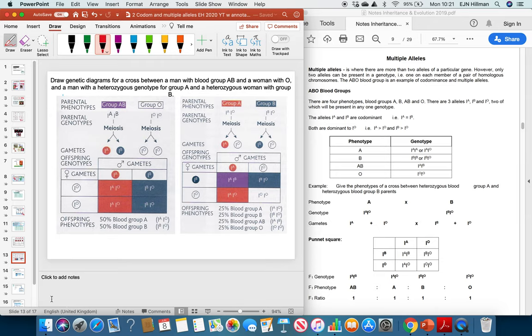Let's get back to the inheritance of that then. Somebody who is AB would have to have IA and IB in their genotype. If they were crossed with somebody in blood group O, there would be IO, IO. The male here is AB, so IA, IB. And the female is blood group O, so IO, IO. What we find then is half of the offspring, 50%, would be blood group A, IA, IO. Remember, A is dominant over O. The other half would be IB, IO. B is also dominant over O.